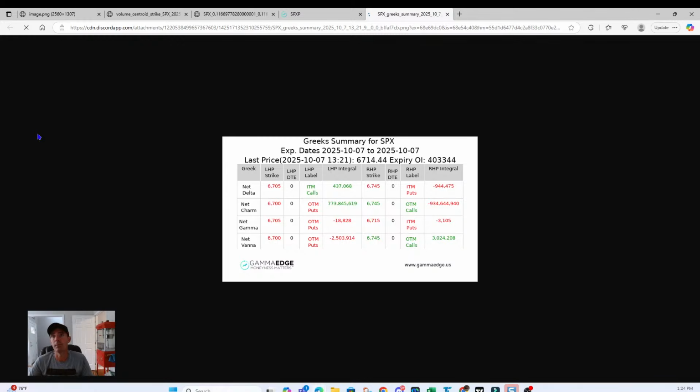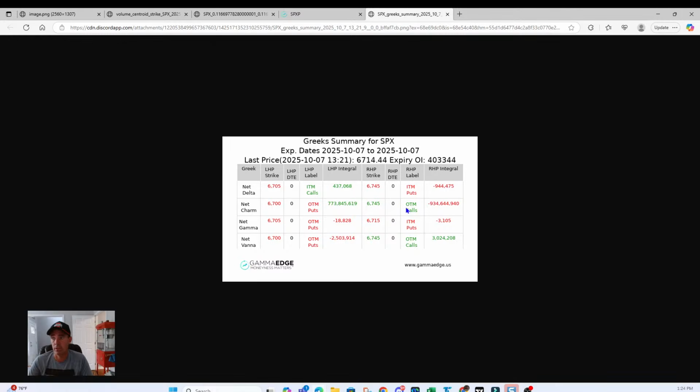So here's our net stack command for the day. So now we're in the money calls, 67.05. These will continue to be supportive as long as we're above that level. And then we have in the money puts overhead. These are almost 2x in the money calls. So these in the money puts will be difficult to move overhead.